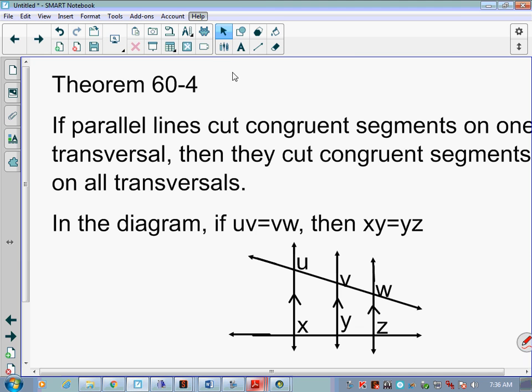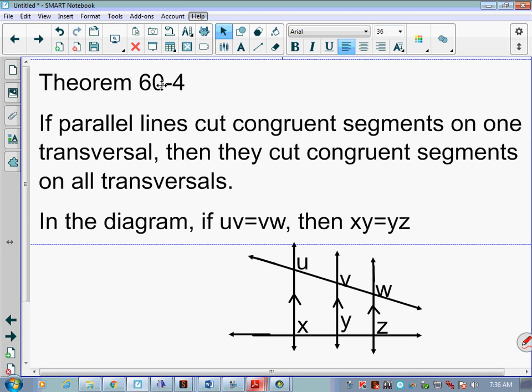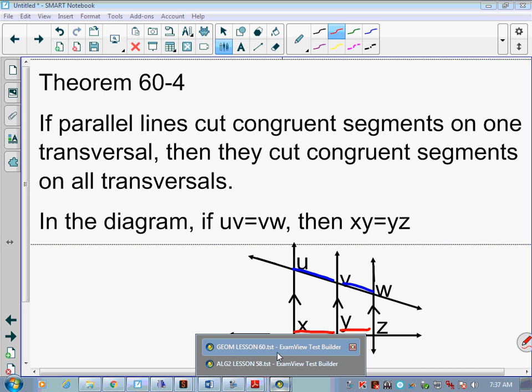Okay, Theorem 60-4. If parallel lines cut congruent segments on one transversal, then they cut congruent segments on all transversals. Meaning that, and I know that my picture here is probably not super accurate, but if I know that this length is the same as this length, then I know that I've divided this into congruent segments down here. Okay, I think that's the bulk of the theorems that they give us. So let's see if we can answer some questions.